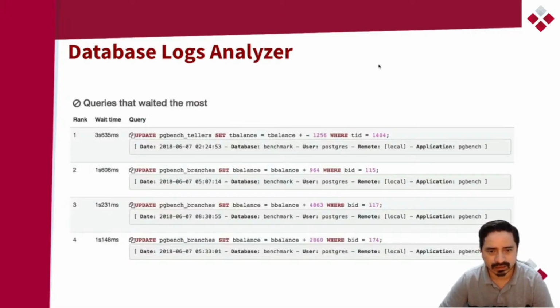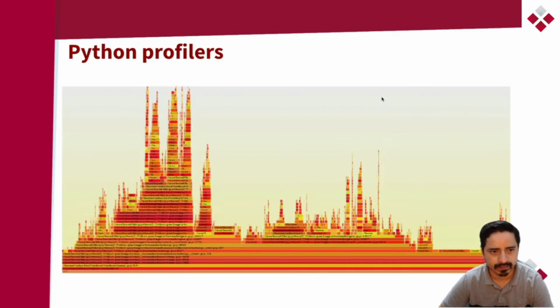This is an example from PG Badger. It is an output that tells us this query is slow. And the Python profiler looks like this one. The bigger the bar, the slower the Python process or Python method.